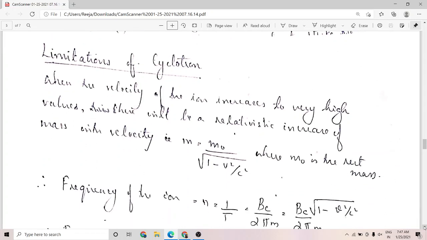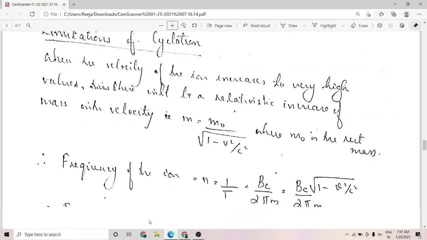Next, we come to the limitations of the cyclotron. Now, what is the limitation of my cyclotron? As the velocity of the ion increases and reaches relativistic limits, the mass of the particle we know will begin to increase, or the mass will vary. There will be a relativistic increase of mass with velocity as the velocity reaches very, very high values. So that mass varies as m is equal to m0 by root of 1 minus v square by c square.